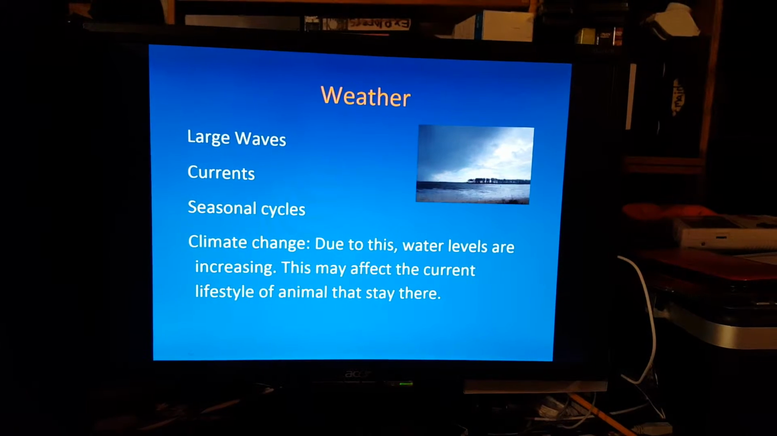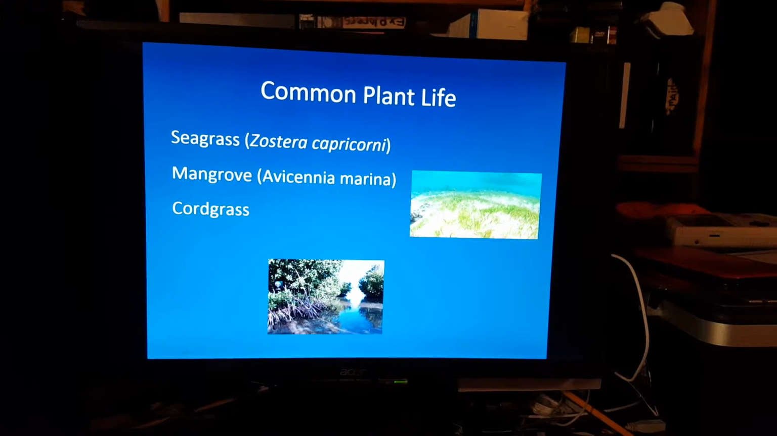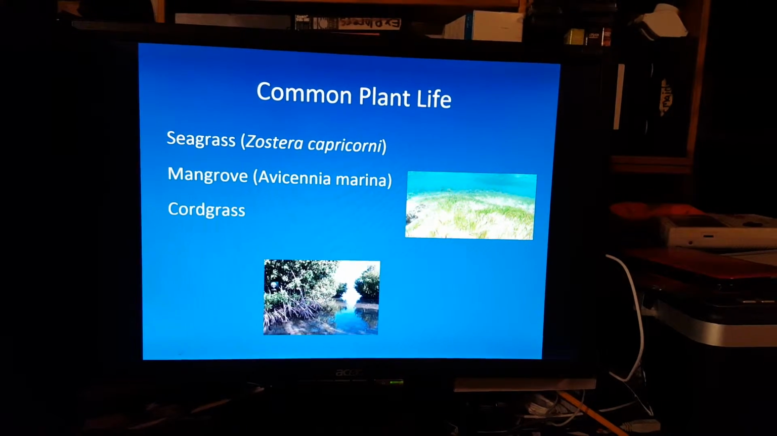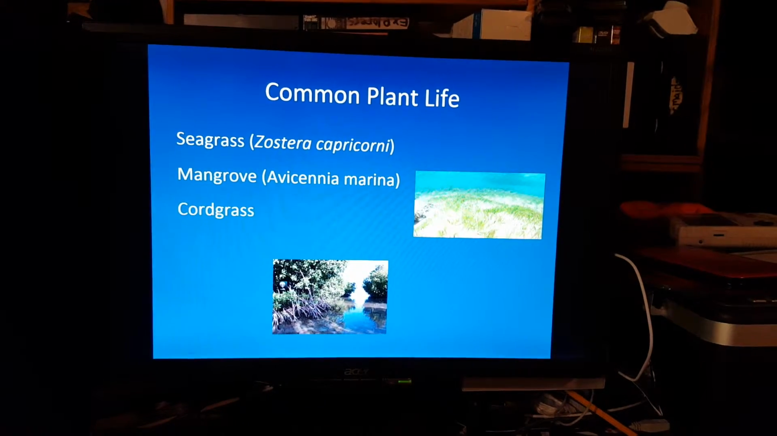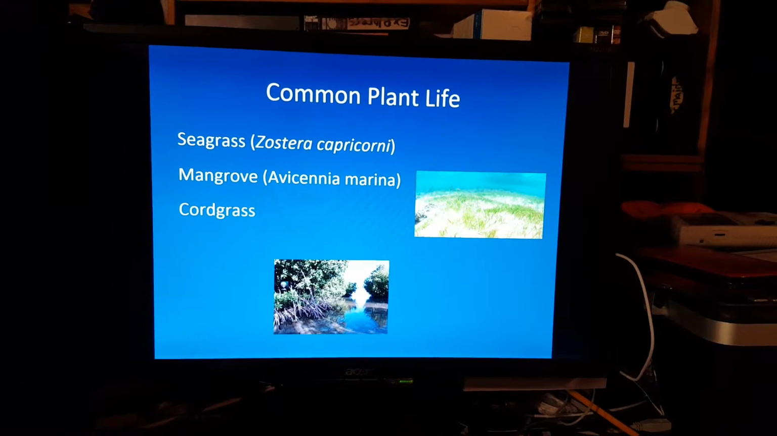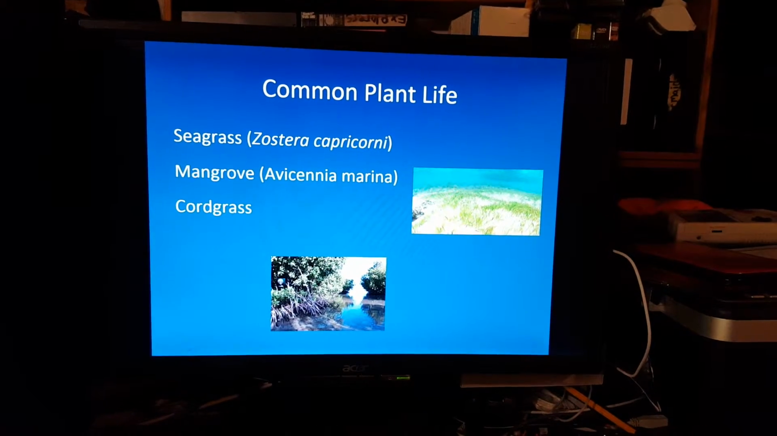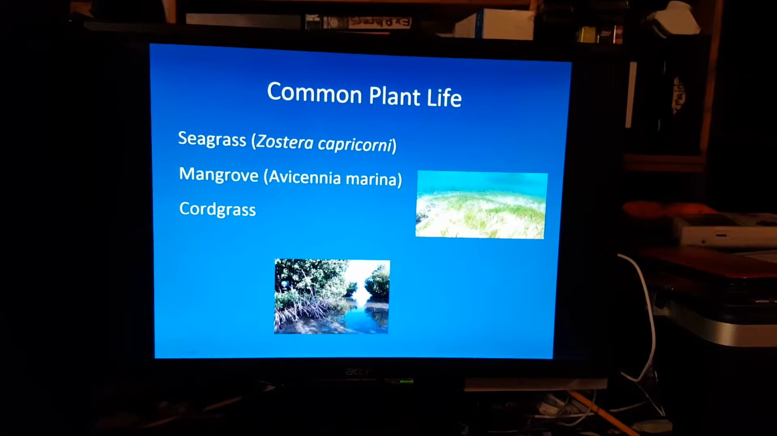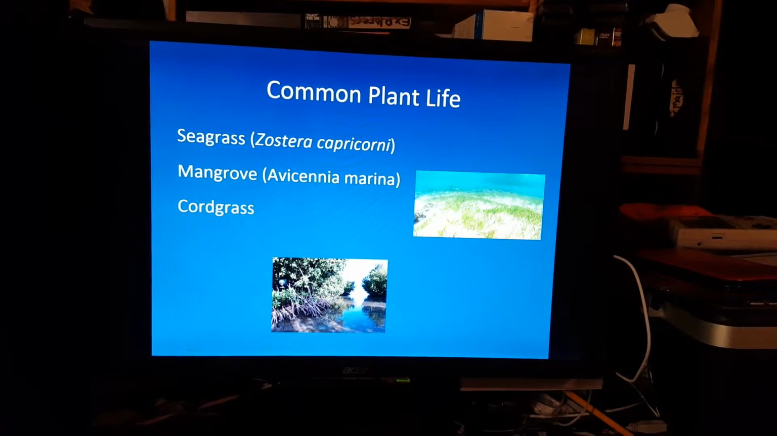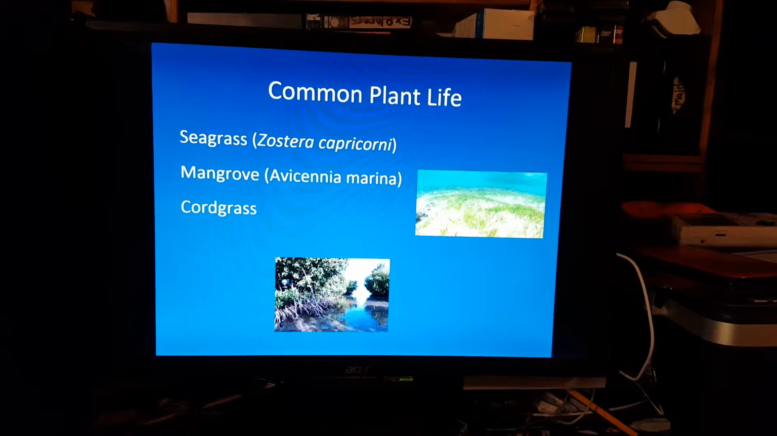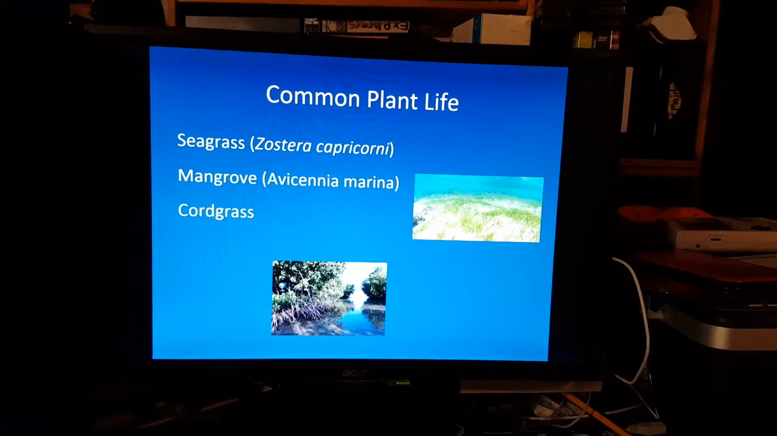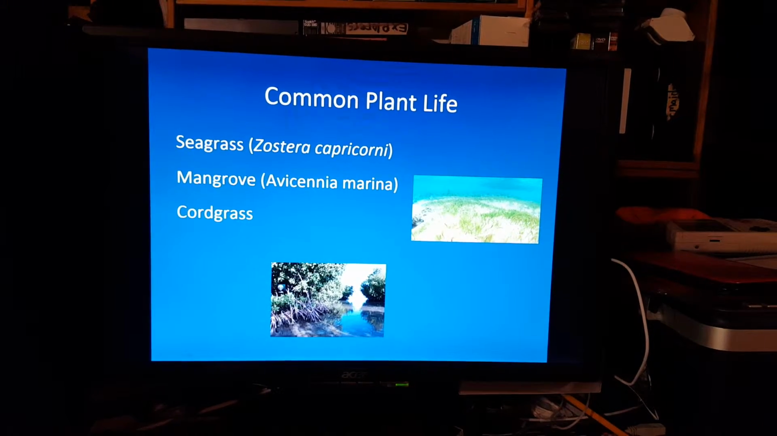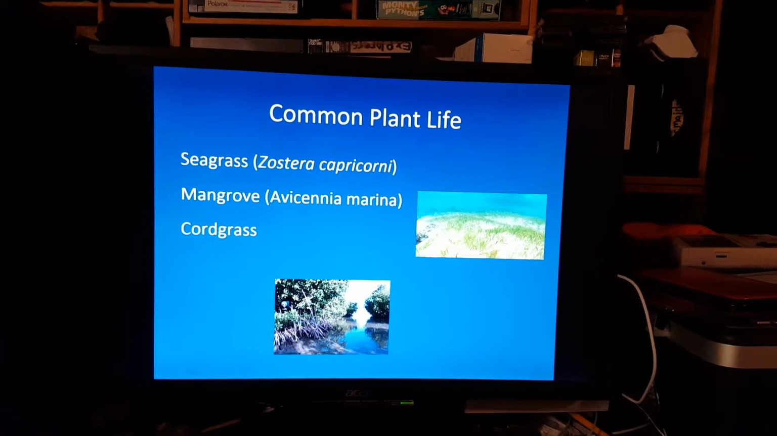Common plant life includes seagrass, mangrove trees, and cordgrass. Seagrass can sometimes become so thick that it mats at the bottom of the water, allowing very little sediment to be mixed up, so only seagrass can grow on the bottom, which creates nice spawning grounds for fish. Mangrove trees have roots that can allow for fish to be protected from larger predators. The branches create great nesting places for birds.